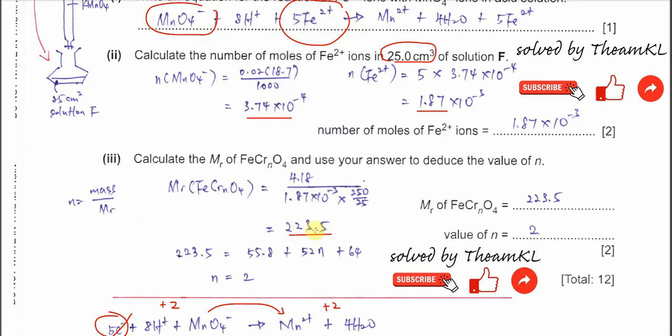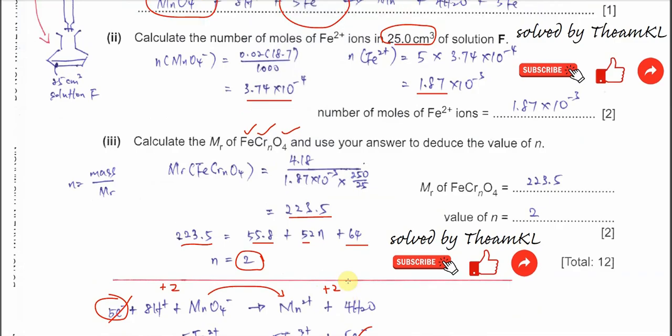Once you get the molar mass, then you can get the N number. So find out the mass for the iron, chromium, and oxygen. So this, and this. Then you can get N. N you should get 2. Okay, that's all. Thank you.